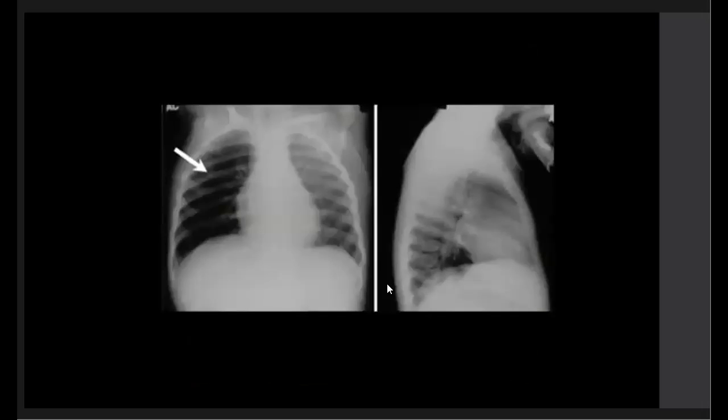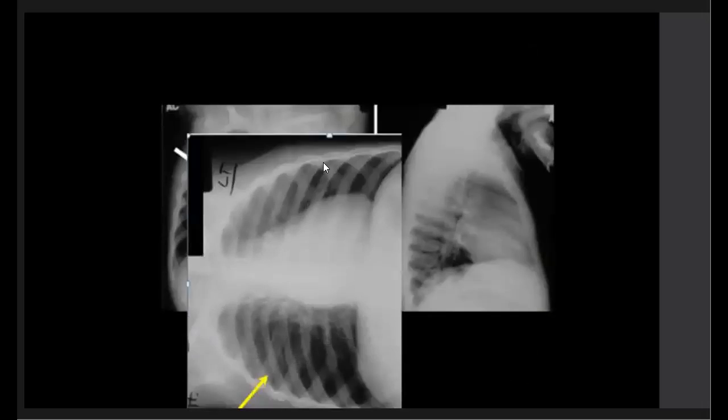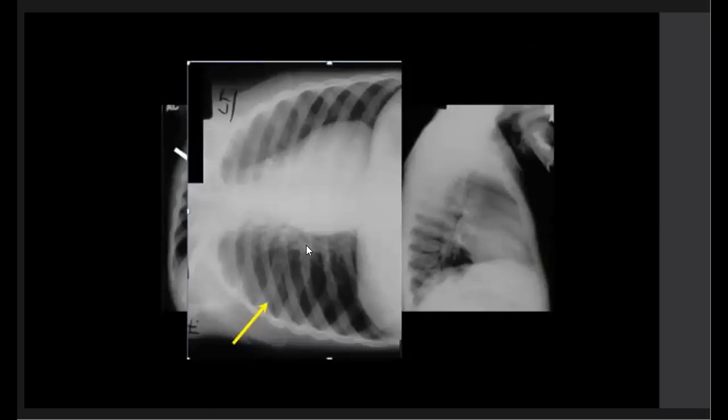And here we see a patient with partial obstruction, and we see air trapping on the right lung, and this is the left lung. We do the decubitus, and in the decubitus there is still air trapping on the right lung due to foreign body obstruction causing partial obstruction.